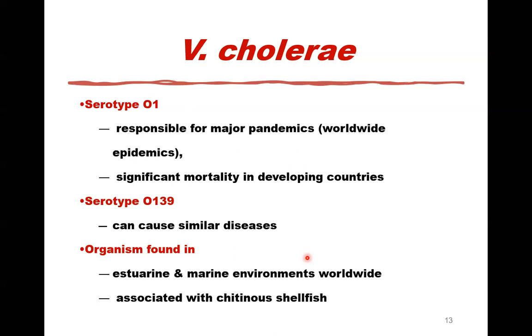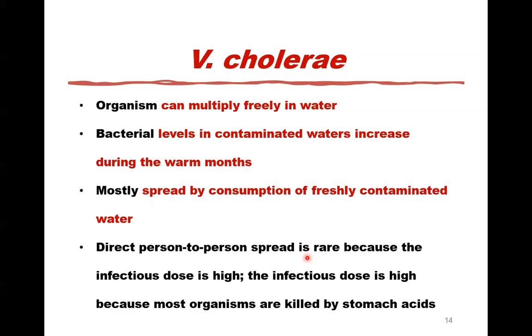This organism is found in estuaries and marine environments. So you don't have them in fresh water because we said they are halophiles. So it's where you have salt. So they are associated with salt water and associated with chitinous shellfish. The organism can have a free lifestyle, can multiply freely in water. And in 1 month, bacterial level can increase in contaminated water. Infection is acquired by consumption of freshly contaminated water or sea life from such contaminated water when they are consumed raw.